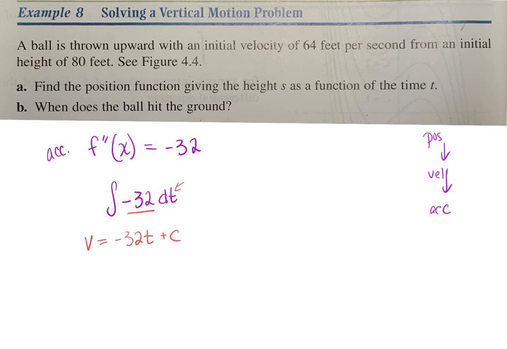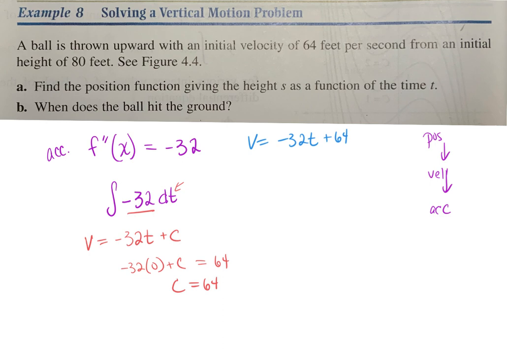They told me my initial velocity, didn't they? What is my initial velocity? 64, all right? 64 feet per second. All right, so initial, if they don't tell you, you can assume it's at time 0, all right? So that means at time 0, my velocity should be 64. So what is c then? 64. By the way, if they give you an initial velocity, it's usually going to be your c, all right? Unless they say after 3 seconds. So that means my velocity function looks like this, negative 32t plus 64.